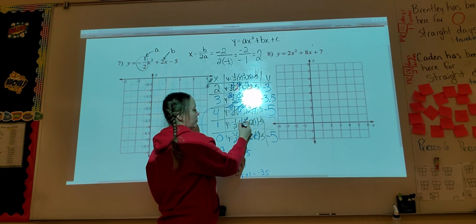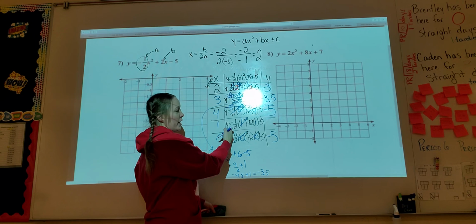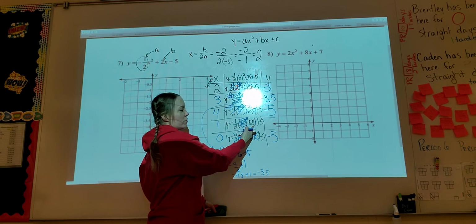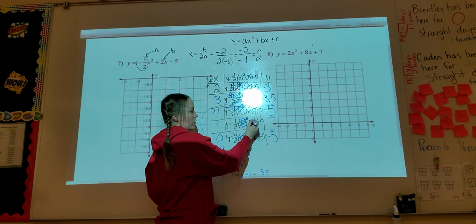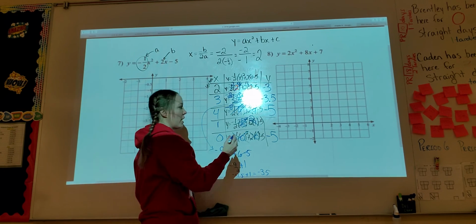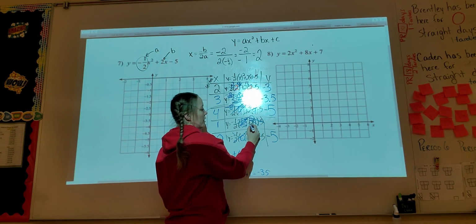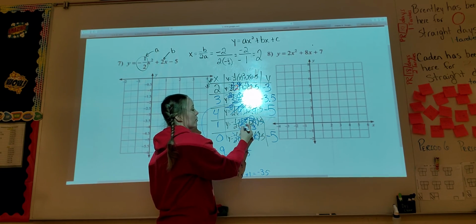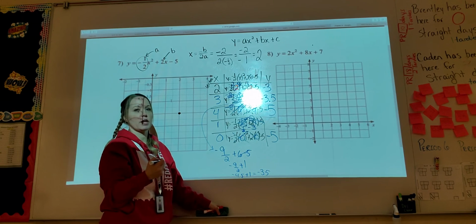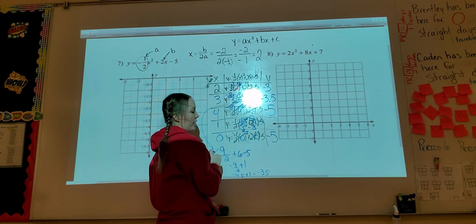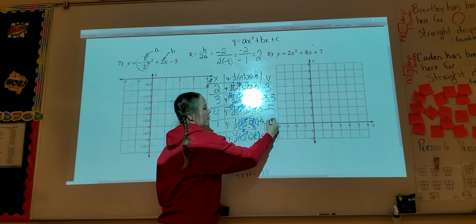1 squared is 1. So I've got -1/2 times 1 is just -1/2. So I've got -1/2. And then plus 2. 2 times 1 is 2. Minus 5. 2 minus 5 is -3. So I've got -1/2 minus 3, that's -3.5. You could turn that 1/2 to 0.5. So this is going to be a -3.5.